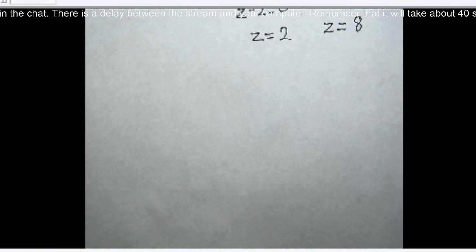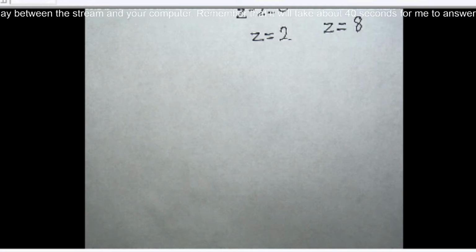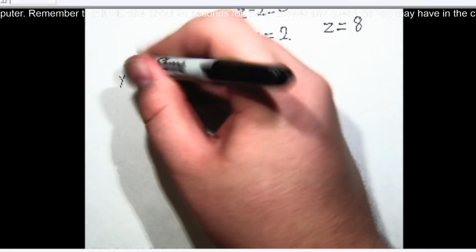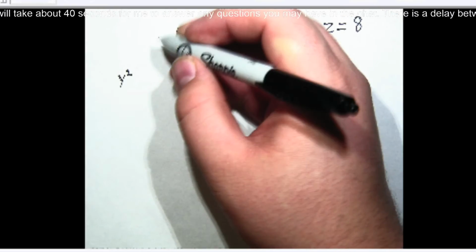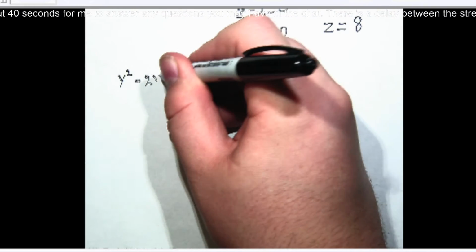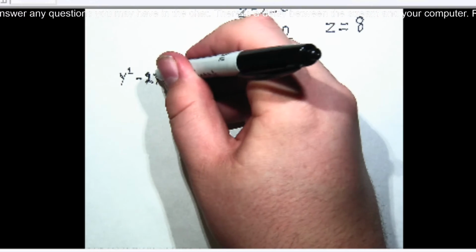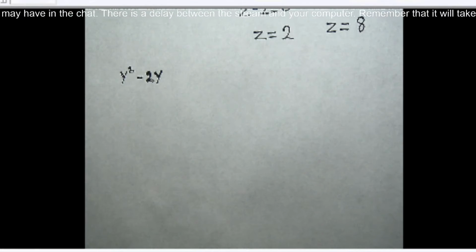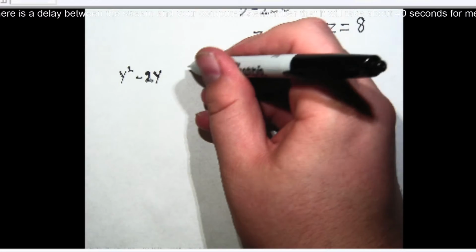All right, let's try another one. This one's a little bit tricky. We've got y squared minus 2y equals negative 65.